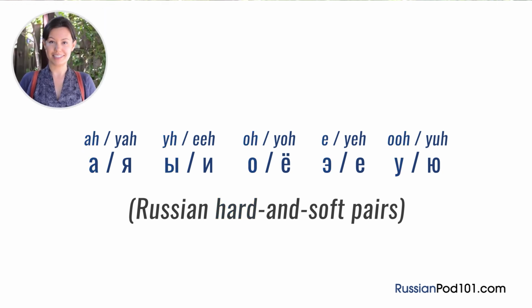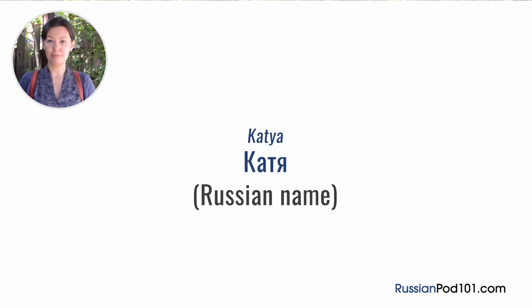So, if a consonant is followed by one of the soft vowels, it's considered palatalized. Let's take, for example, the Russian name Katya. In this name, the sound k is hard and not palatalized because it's followed by the hard vowel a. However, t is soft and palatalized because it's followed by the counterpart of the sound a, ya, Katya.